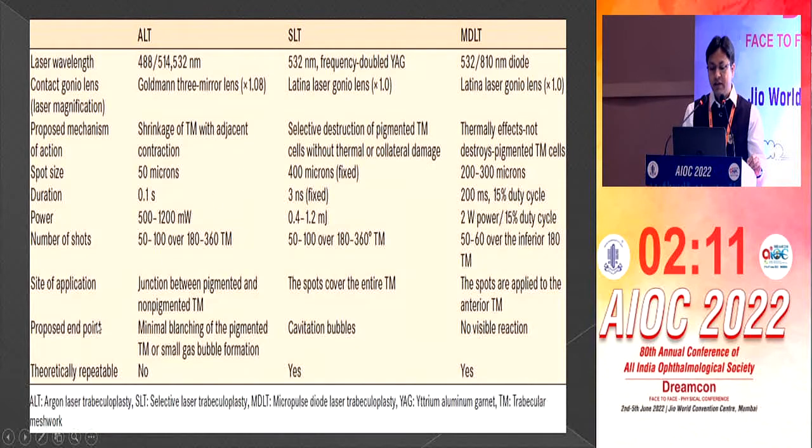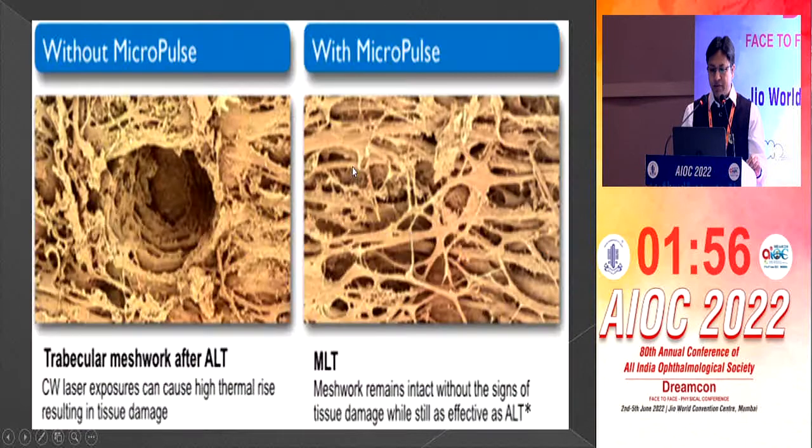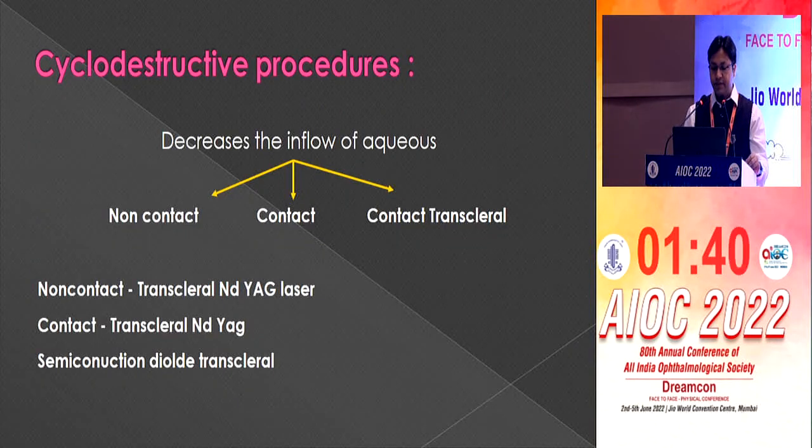And the second one is the thermal damage. SLT is a selective destruction of pigmentation, while ALT is not selective. It is a whole burning, a whole thermal effect. And in MLT, the thermal effect is very little. I am showing you the electron microscopic picture of the trabecular meshwork just after ALT. You have seen how much it is structurally disturbed, and with the micropulse laser technique, how the anatomy is also maintained.